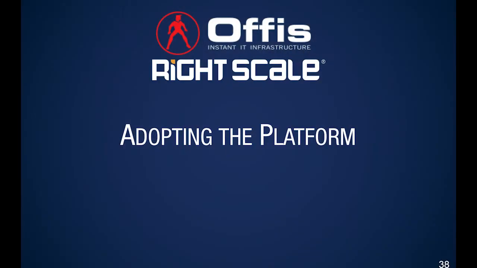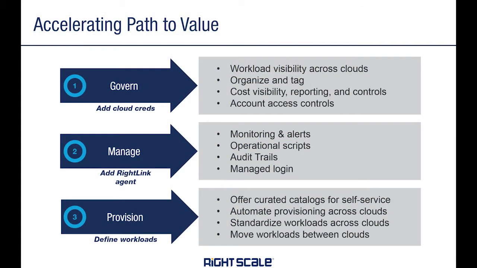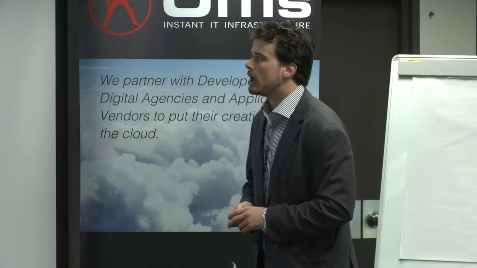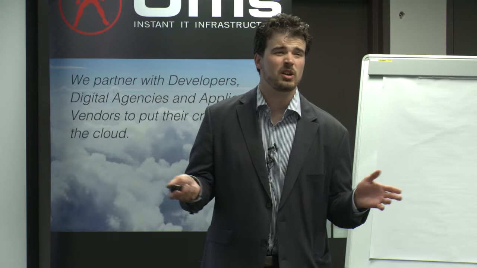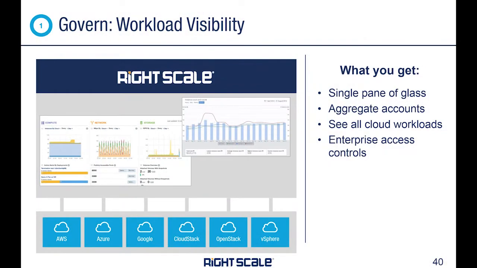So adoption. 3 steps to adopting RightScale. The first step is connect your cloud. The second step is to manage it. The third step is to provision it. Connecting your cloud means plugging in your credentials. You've got your Amazon subscriptions, your Azure subscriptions, you've got your VMware environment. You'll drop in our little appliance. That appliance, by the way, only takes about an hour to deploy.